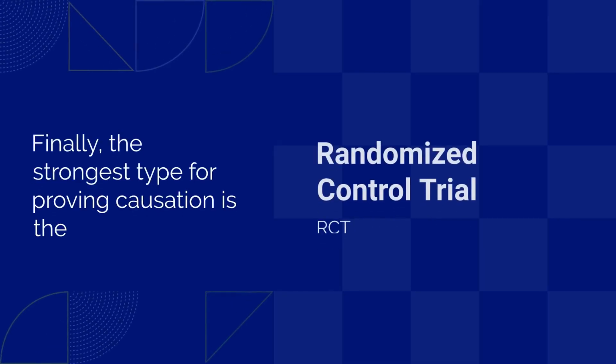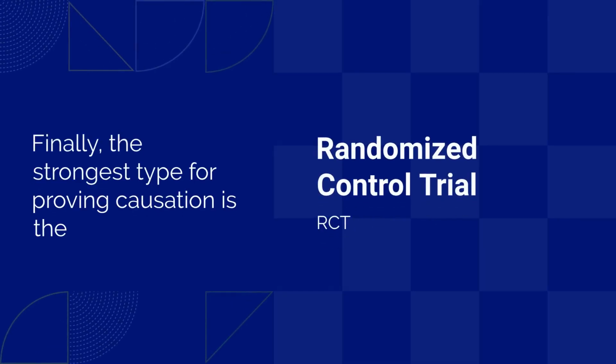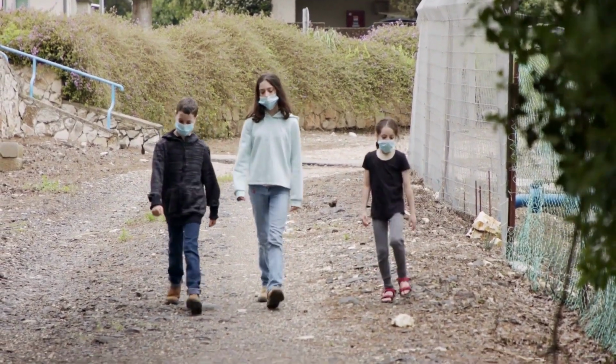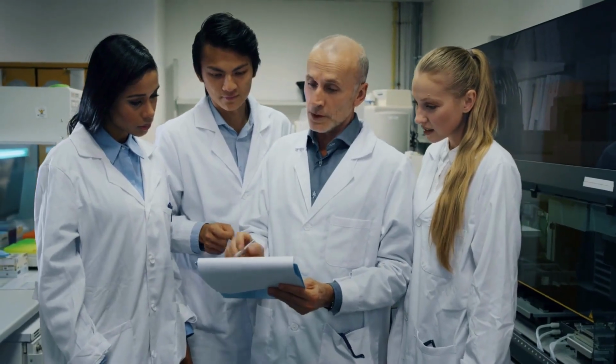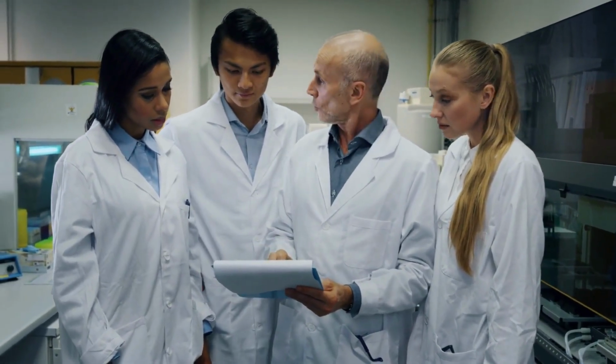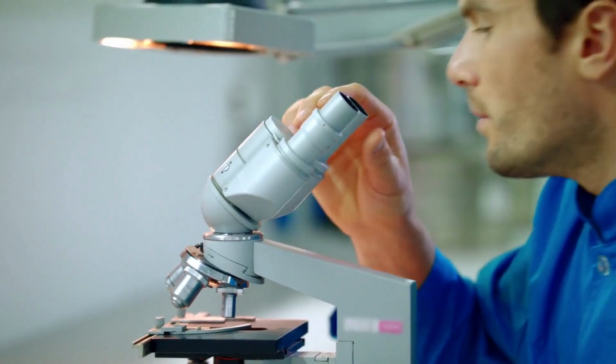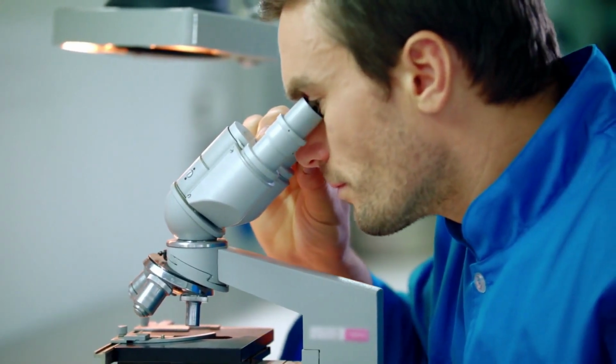Finally, the strongest type for proving causation is the randomized control trial, RCT. Here, researchers actively intervene. They randomly assign participants to different groups. One group might receive a new drug. Another might receive a placebo. This controlled environment helps to establish a clear cause and effect relationship.